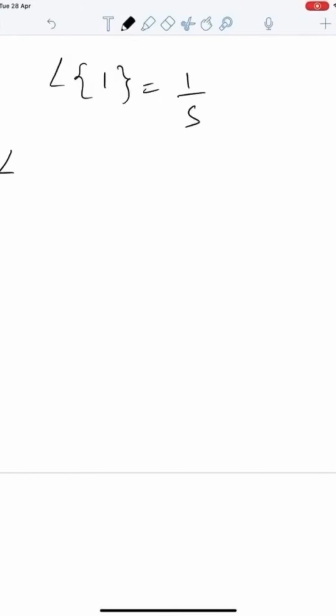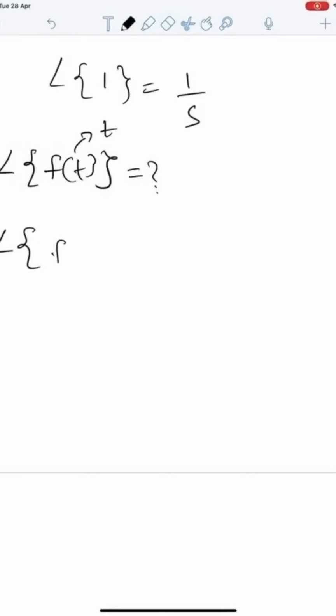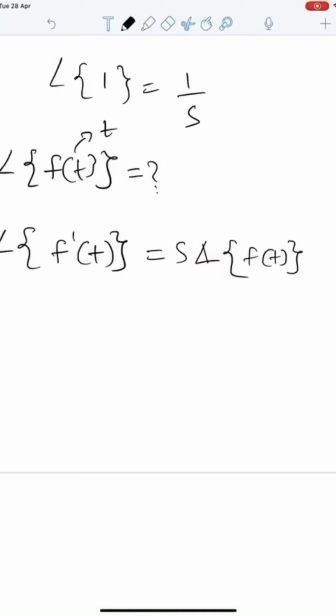Now let's try to find the Laplace transform of the given function, which is t. Now let's make use of the theorem which states that the Laplace transform of the derivative of the function f of t equals s times the Laplace transform of the function, minus the function evaluated at 0.